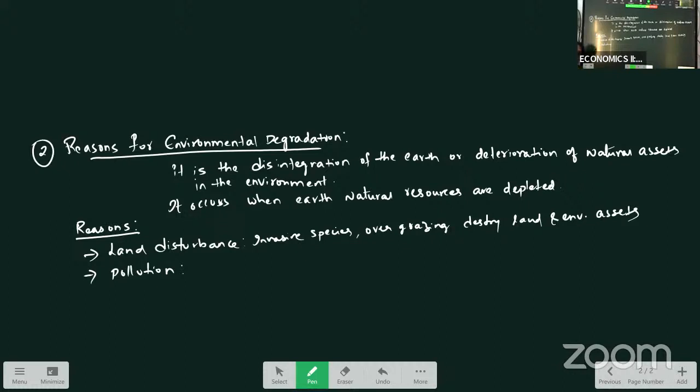So why our environment is degrading? Pollution, air, water, and noise pollution is causing damage to the environment. Along with that, we can say the rapid growth of population also is a strain on the natural resources and it causes damage to our environment. And solid and hazardous wastage.